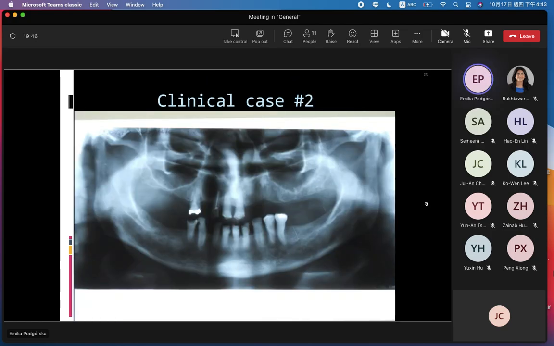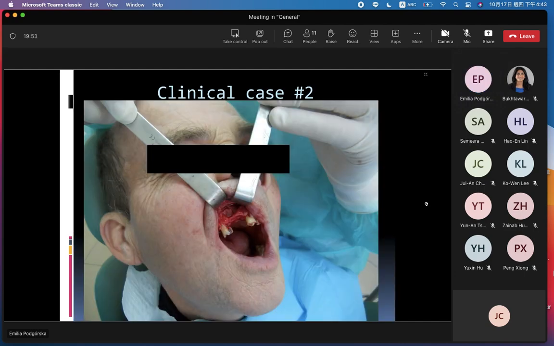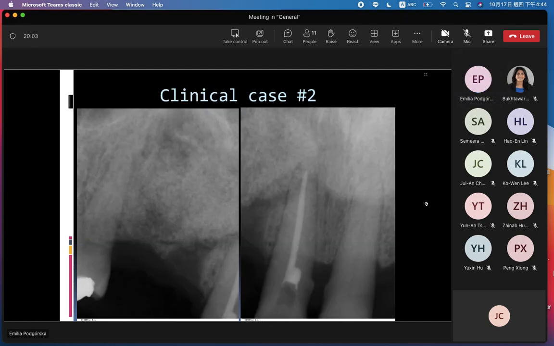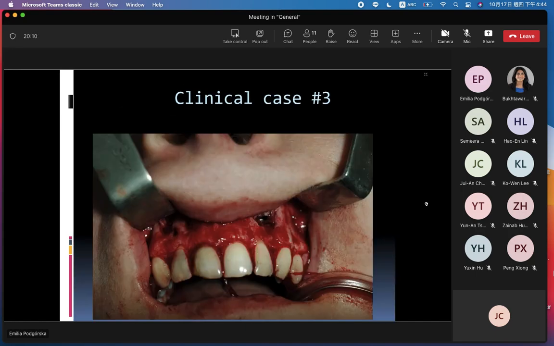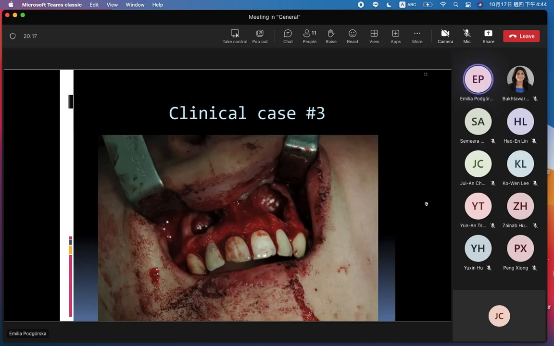Another cyst connected with a tooth after endodontic treatment, after surgery, during surgery, and this is with bone graft. Now two big cysts, similar situation but bigger.